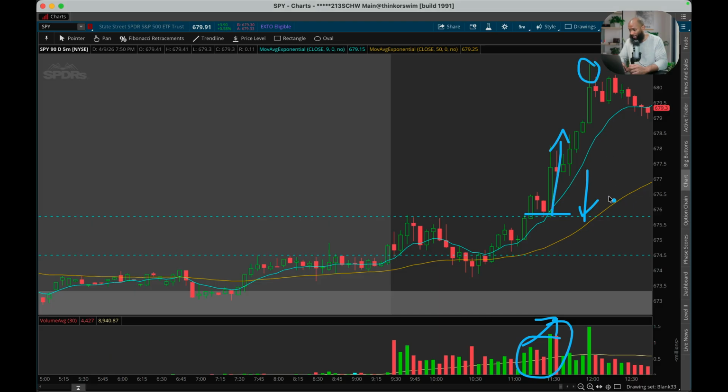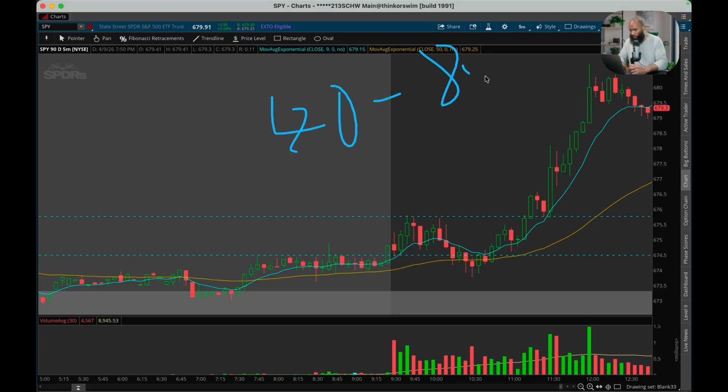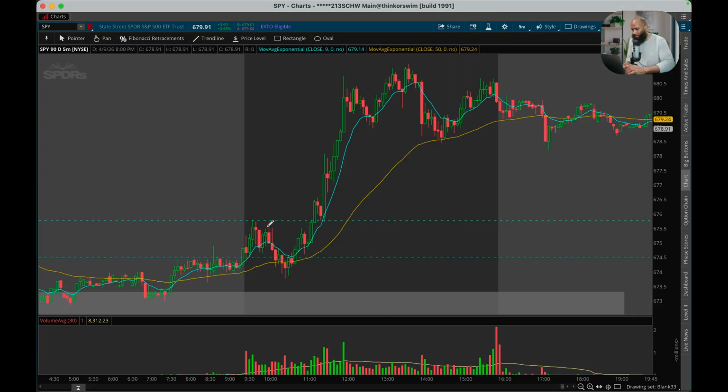And if you consider that every $1 move is maybe 10 to 20% on your money, depending on which option you take, if you move up from 676 to 680, that's about $4. So you're looking at a 40 to 80% or more return on your money within less than an hour. So that's some pretty good money in my opinion, and that's why trading is unmatched. So that's the analysis from today.